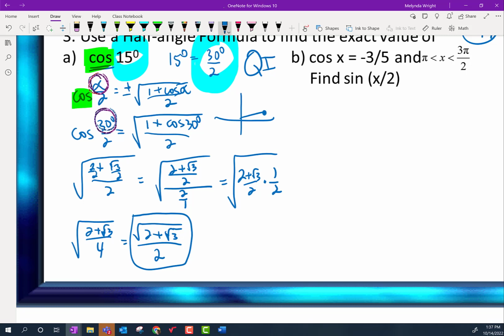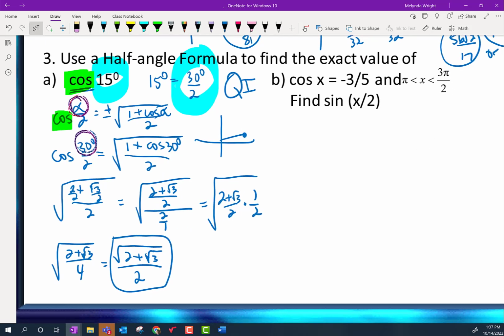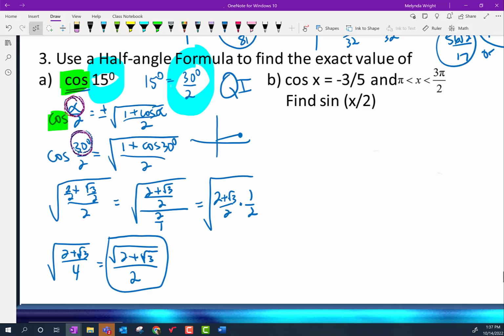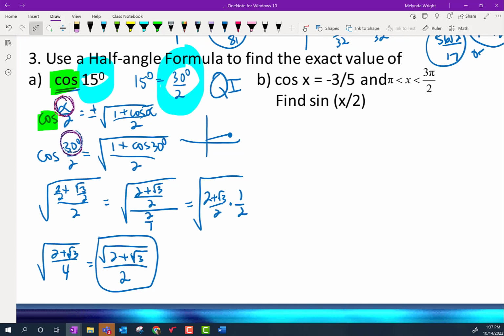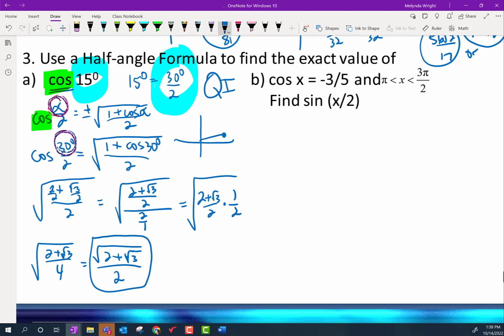Okay? Yes? Okay. All right. The second one is a little bit more complicated because, I mean, this I can see is 15 degrees, 30 over 15, that's quadrant 1. The second one is a little bit harder because I don't have a specific angle. I'm given general information.